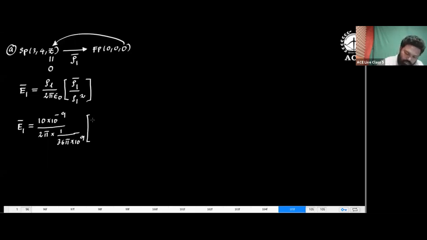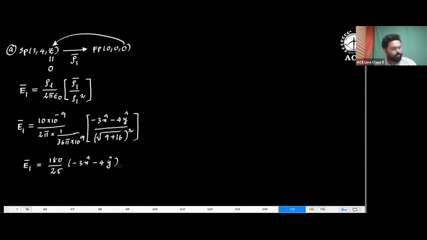0 minus 3, it is minus 3x cap. 0 minus 4, here it is minus 4y cap, divided by its magnitude, which is the square root of 9 plus 16 whole square. So here it will become 18. If you take it into the numerator, E1 is equal to 180 divided by 20 pi into minus 3x cap minus 4y cap. Clear? Yes. Units are Newton per Coulomb.